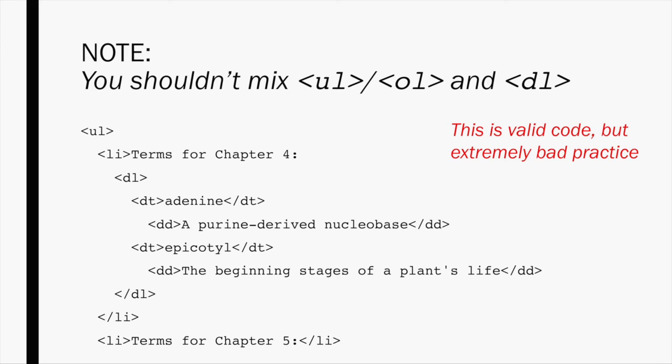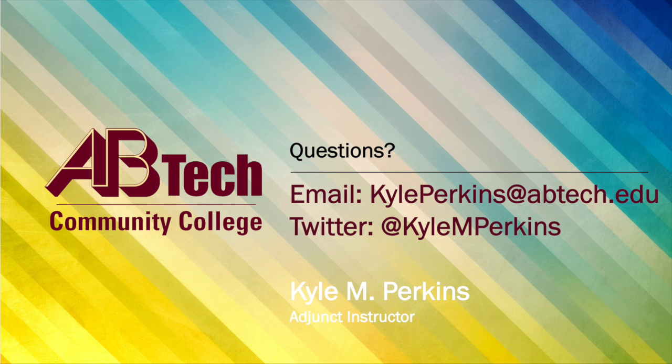Now you should not mix unordered and ordered lists and description lists. You can technically, and it's valid code, but it's extremely bad practice. I do not recommend this. If you do it, more power to you, but I just would not recommend it. It's bad practice and it makes things really messy when you try to figure out exactly where the list is, where it ends, etc. So, even though this may be valid based on the validator, it is not good practice, so don't do it.